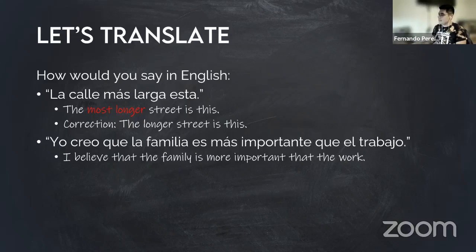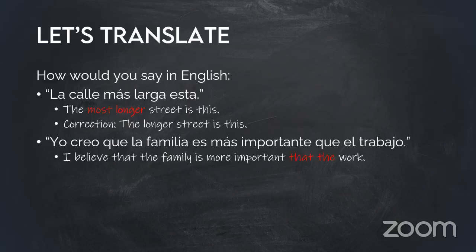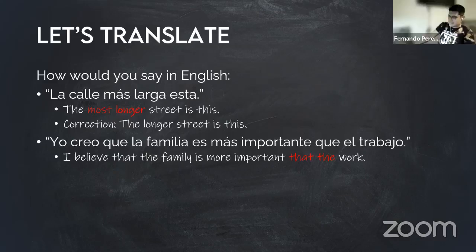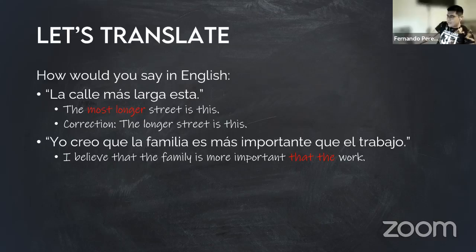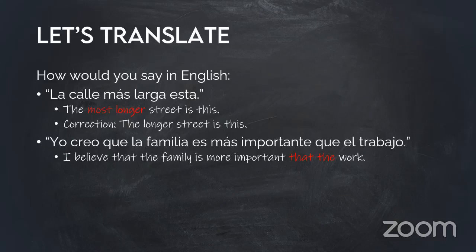Then this is extra information. I believe that the family is correct to say the family because it's the family, you know. If you eliminate the, I question what family. So it's incorrect. But definitely the work doesn't exist. It's not that specific work, that work. The other problem is the connector that. We never use that for comparisons.